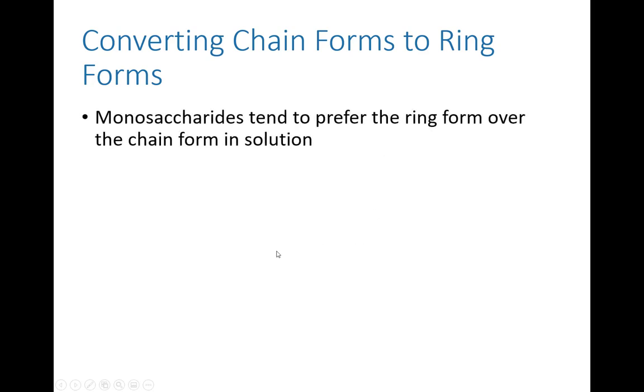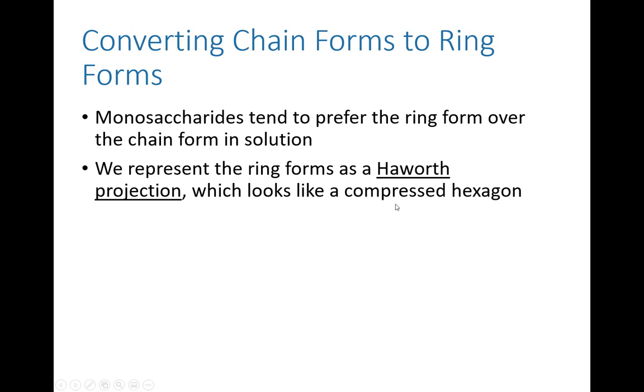One of the trickiest aspects of learning about carbohydrates is mastering the ability to convert these chain forms that we have learned of the carbohydrates, which are probably the easiest way to first learn about their structure, to the ring forms. And it turns out that when these carbohydrates are in solution, which is how they normally would be found in a biological system, they are going to prefer to be in their ring forms over their chain forms. The way that we're going to represent these ring forms is as what we're going to call Haworth projections, which are essentially just hexagons that look like they've been squished a little bit on the top.